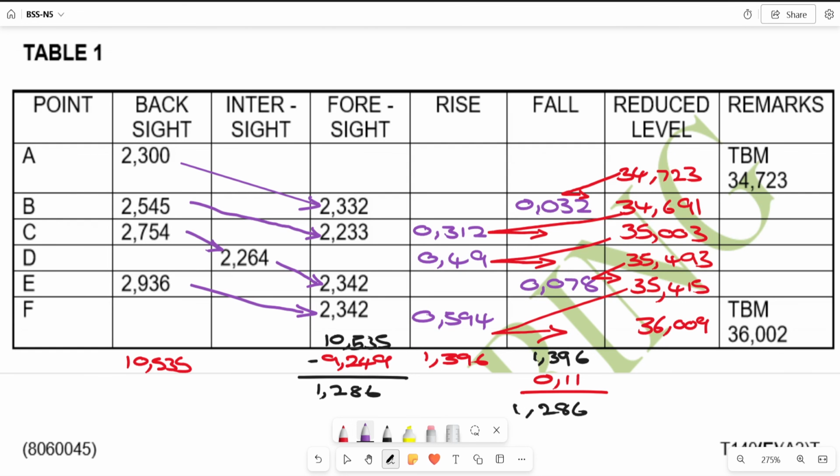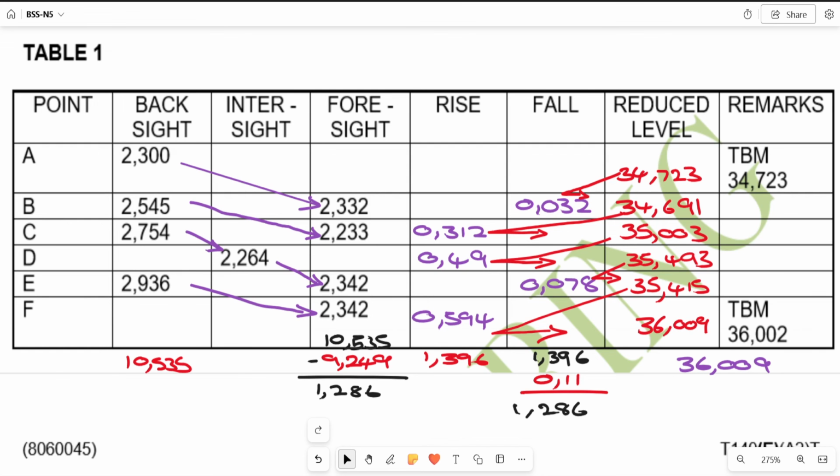Let me just try something here. Let's say we say 36.009, because this is our reduced level, and we're going to subtract this one here, 34. Not really, it won't make sense. If we subtract 36.002, well, that won't even work. Okay, I think that is all that we can do to conclude the calculation.